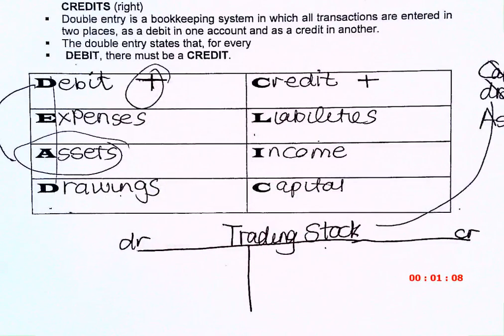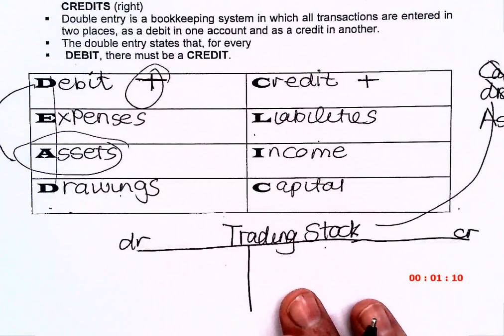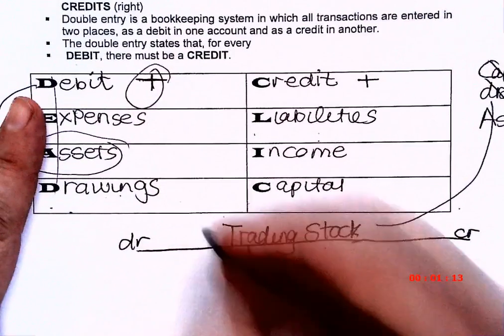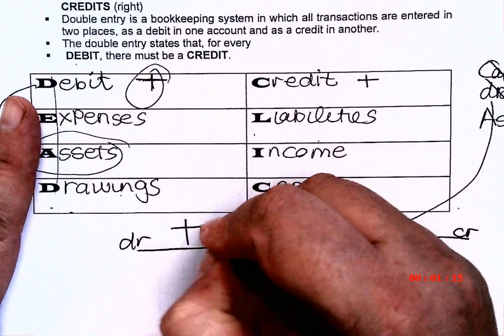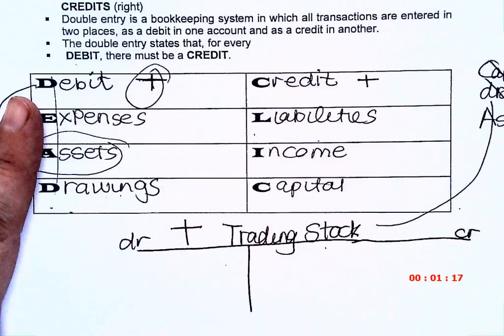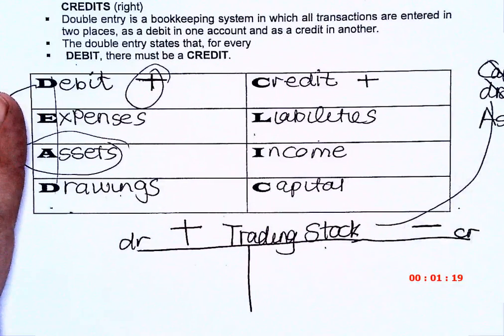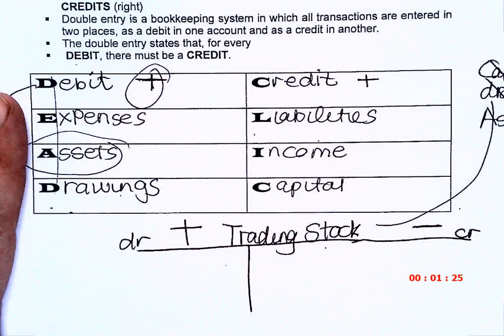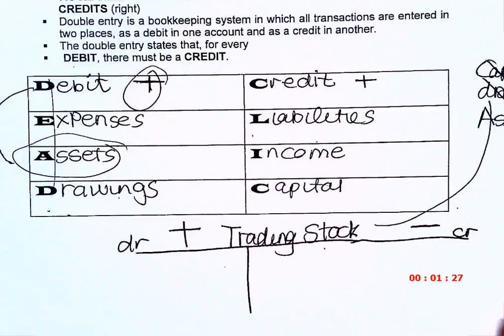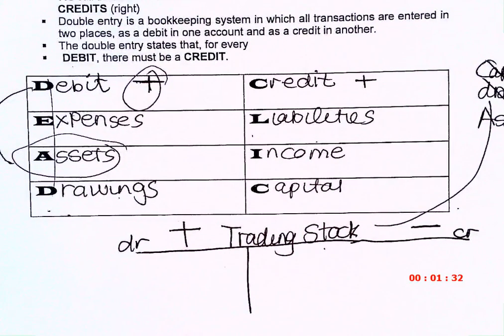So what does that mean? If I set up my trading stock account, it means that the plus would be on the debit side and the minus on the credit side. That's the first thing I know. So whenever I do anything like buy stock that makes my stock more, I will write it on the debit side. Let's go look at sales.